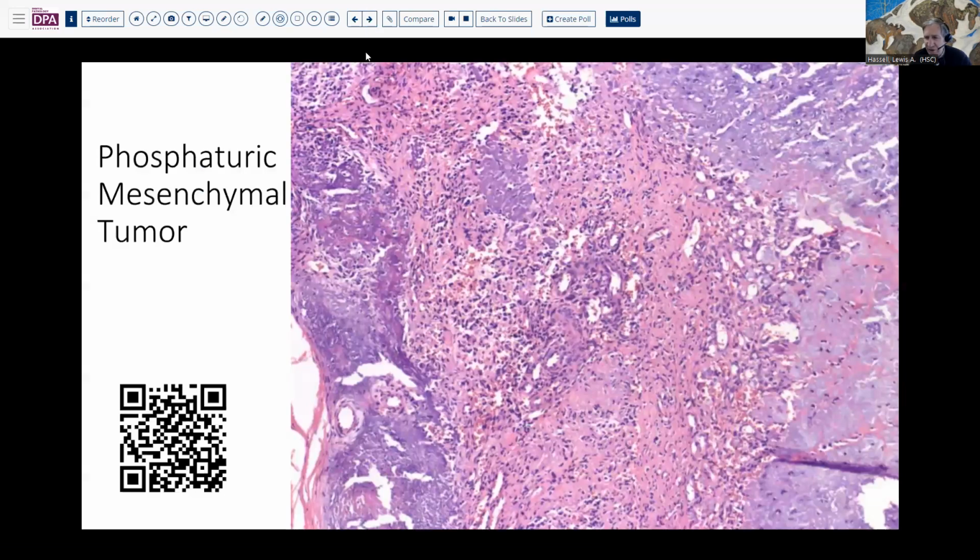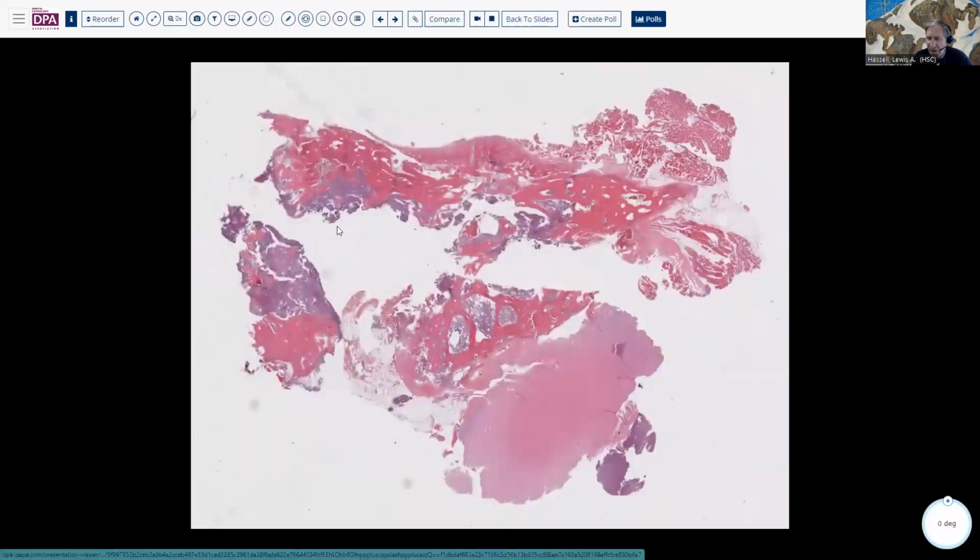So a lesion that is uncommonly encountered, but that again has quite a distinctive clinical pathologic presentation is the phosphaturic mesenchymal tumor. And here's the QR code to a nice example of that. As you see, this has somewhat of a spindle-shaped mesenchymal appearance, but it also has these sort of chondroid areas, a lot of sort of myxoid chondroid-like tissue in these lesions. And here's the example of one that is actually occurring in bone.